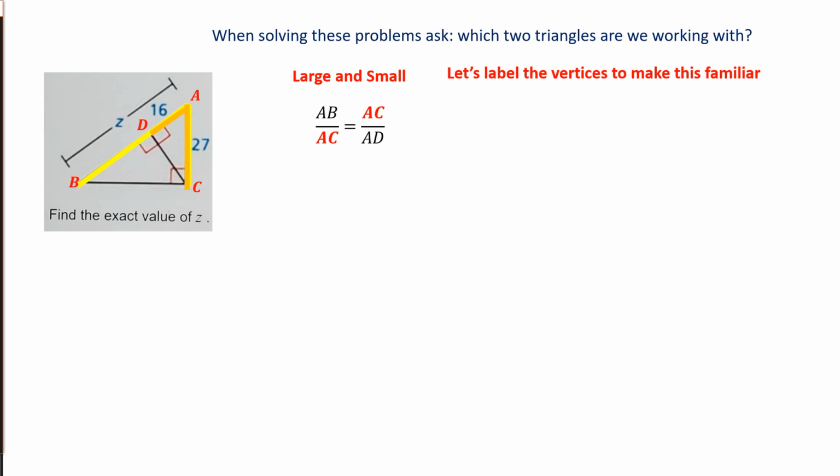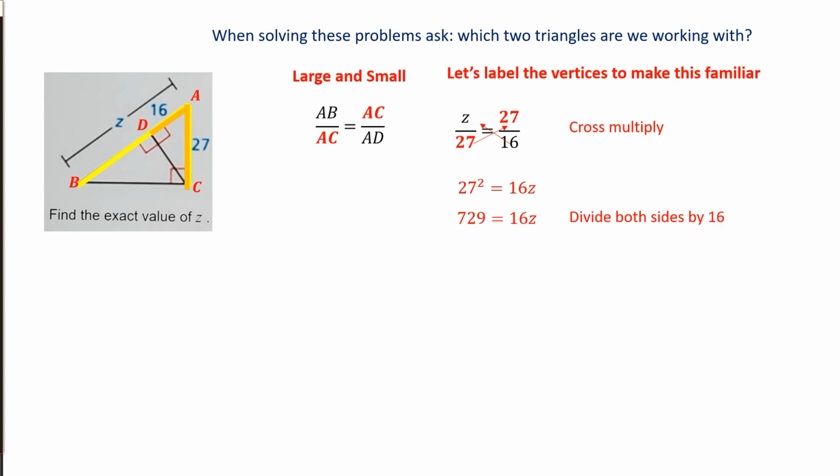AB, large hypotenuse to small hypotenuse, is equal to small hypotenuse to the smaller leg of the large. So we're going to get z is to 27, right? Large hypotenuse to small hypotenuse. As that small hypotenuse becomes a leg, so as 27 is to 16, the smaller leg of the small triangle. Now this isn't going to be as pretty as some of our other examples, but that's okay. We're going to cross multiply. We get 27 squared equals 16 times z. 27 squared is 729 equals 16z.